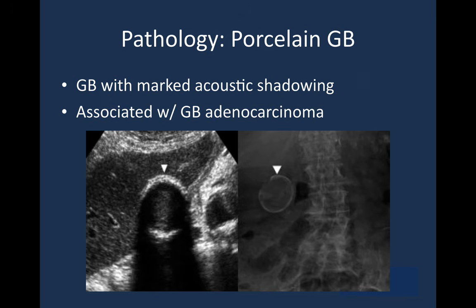Now, other examples of pathology that are a bit more rare, there is something called a porcelain gallbladder, which just has to do with a gallbladder with marked acoustic shadowing from calcium deposition within the wall. Sometimes, in fact, oftentimes, these patients may be asymptomatic, and this can be found incidentally. However, there is an association of gallbladder adenocarcinoma with this porcelain type gallbladder, and as a result, these patients would often be scheduled for cholecystectomy.